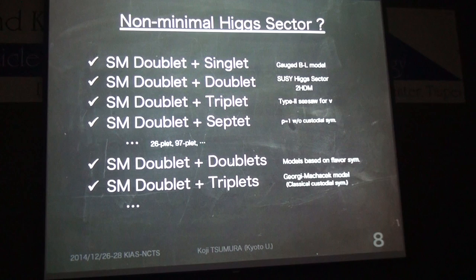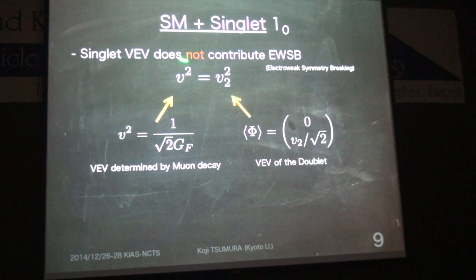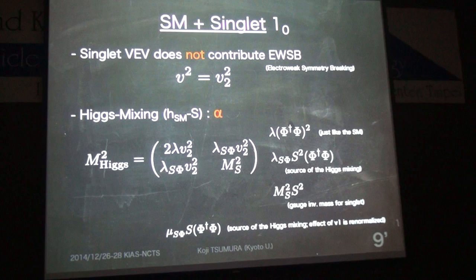Okay, I will show you this kind of model. Let me begin with the simplest extension: the standard model doublet plus one singlet with hypercharge zero. In this extension, the singlet vacuum expectation value does not contribute to the electroweak symmetry breaking. Then the VEV determined by the muon decay is the same as the VEV coming from the doublet, the standard model Higgs boson. And the difference from the standard model comes from the Higgs mass, basically. We have many parameters in the Higgs potential, which enter in this mass matrix. The mass matrix is enlarged, in this case to 2 by 2. Then we can have a Higgs mixing parameter, this mixing angle alpha.